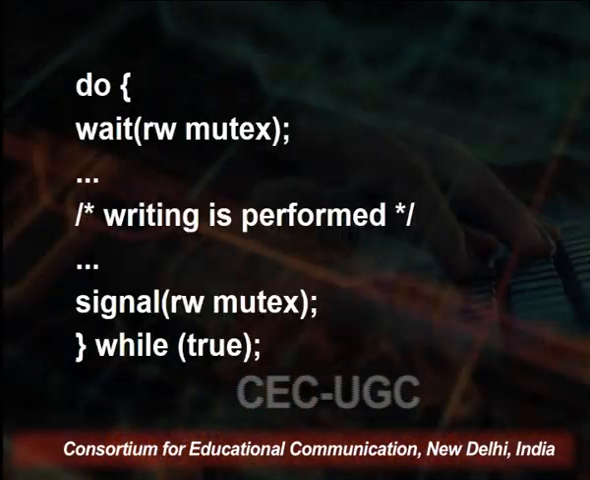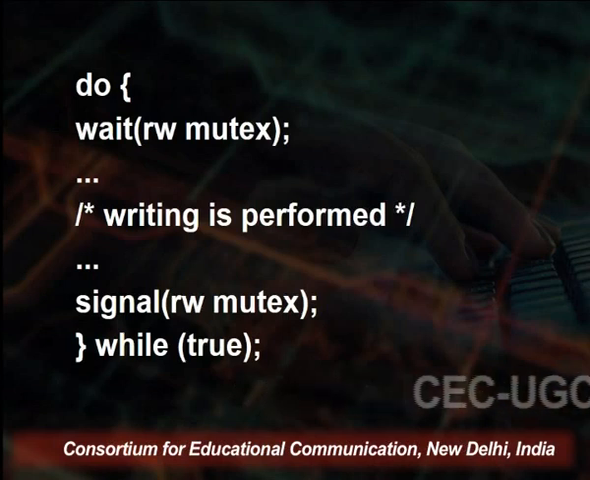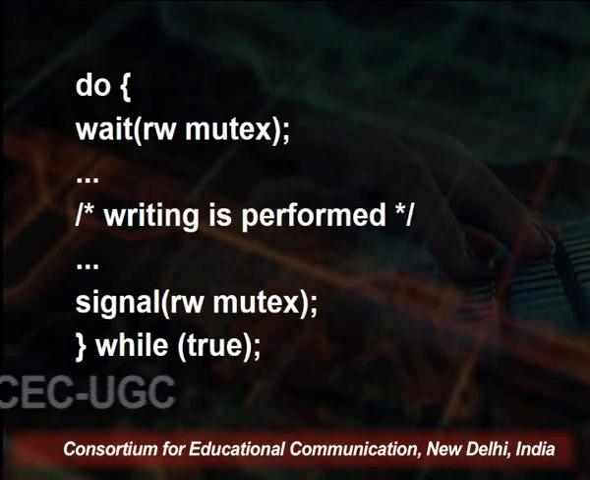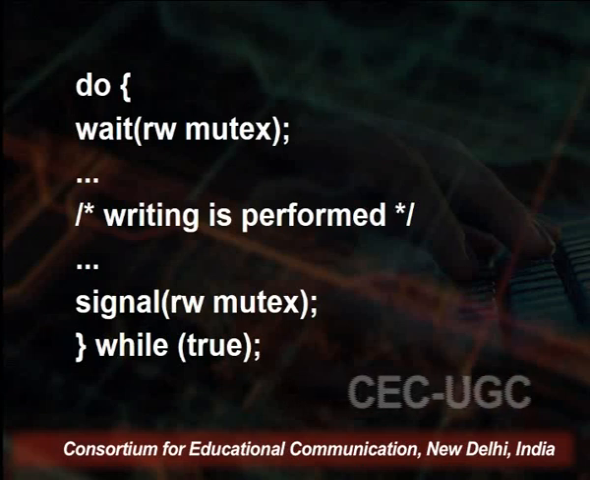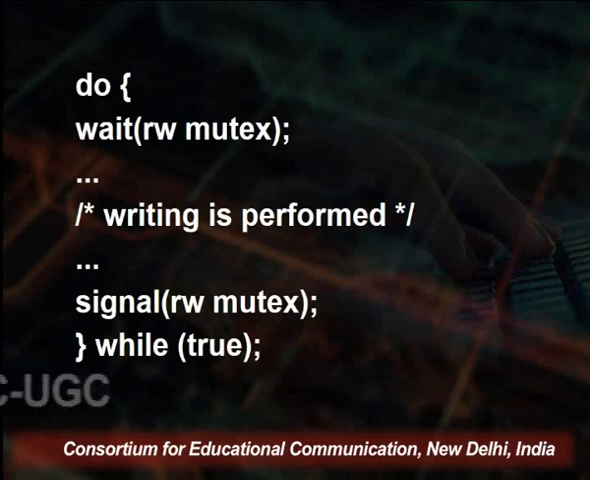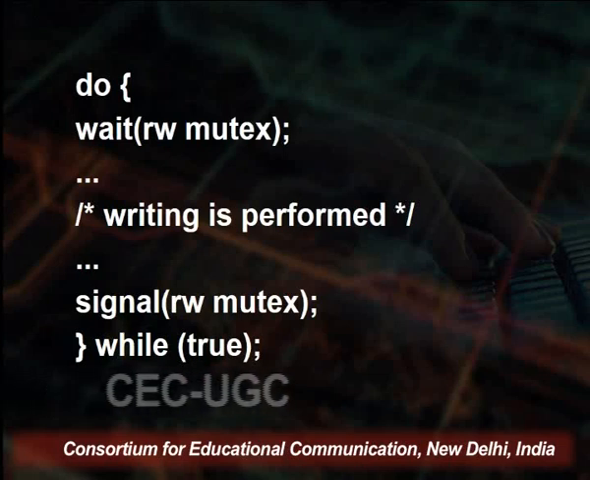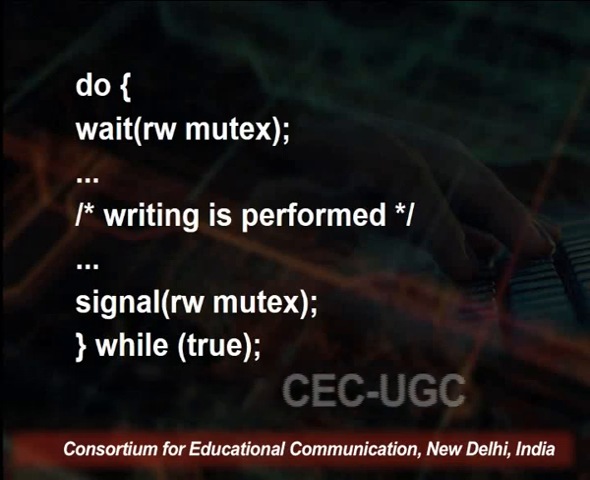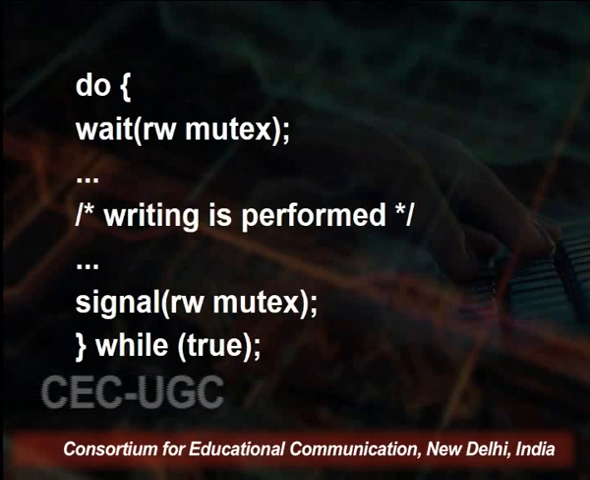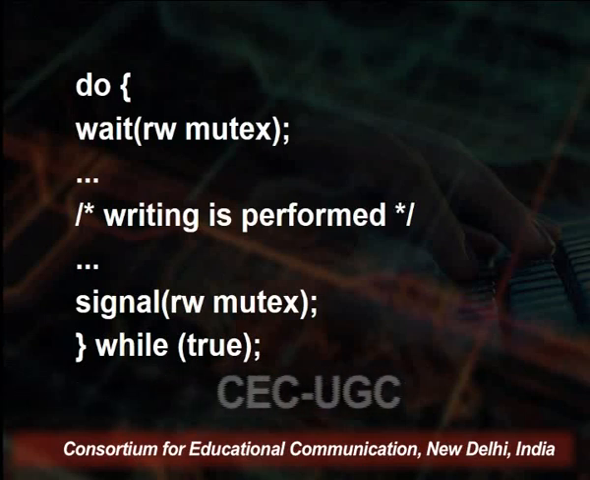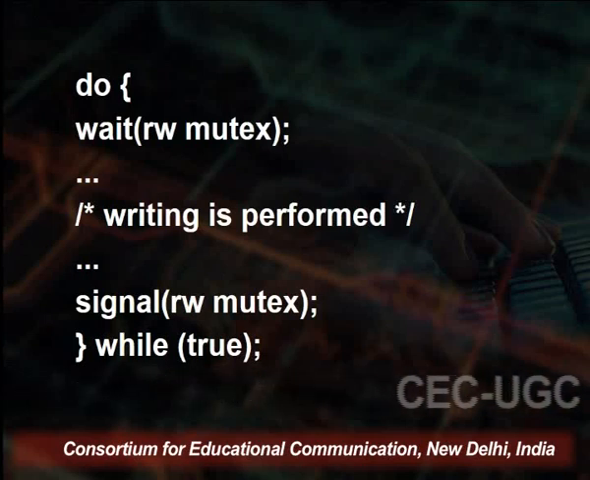So, we have given wait RW mutex and the writing is performed. Once wait RW mutex has been executed, no one else can perform the read write until the writing process which has this mutex releases this semaphore with the help of signal RW mutex, and this will keep on going till we have processes. So within the loop of do while true we have wait, then writing is performed and then signal, and this is being controlled with the help of RW mutex.